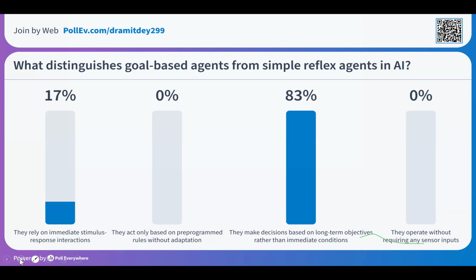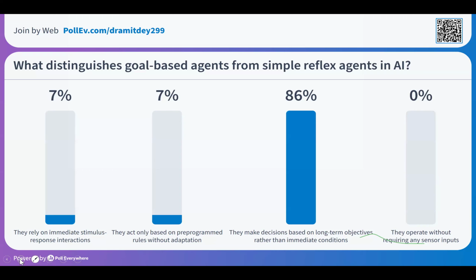They make decisions based on long-term objectives rather than immediate conditions. This is one of the important differences. Would you like to take them through the answer? I think a majority of them feel it is that they make decisions based on long-term objectives rather than immediate conditions. I think that's the answer. So I guess we all got that correct. 85% of us got that correct. Okay, so let's move on.